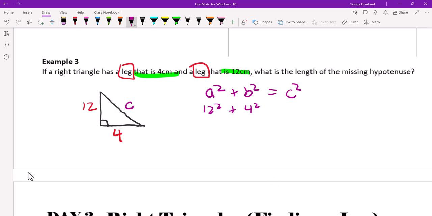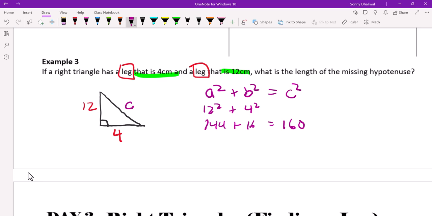So 12 squared. What is that number? 12 times 12. 144. We have 4 squared. 4 times 4? 16. We get 160. Is that how big the other side is? No. David, what are we going to do? Square root it. 12.64.